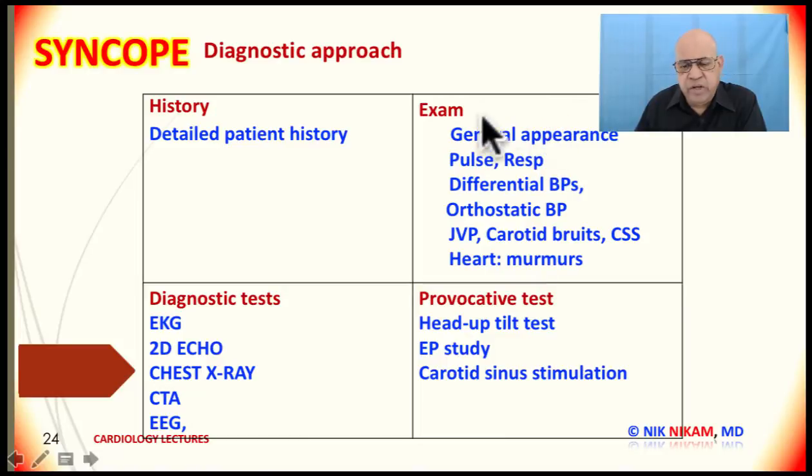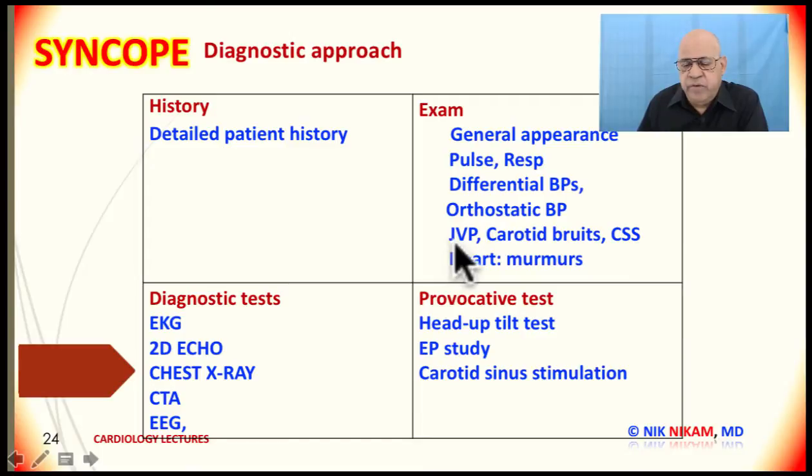And examination. When we are examining a patient for syncope, we need to look for general appearance, pulse, respirations, differential blood pressures in the arms, and especially orthostatic blood pressure. We should record their blood pressure while lying, while sitting up, and while standing. And this should be done 3 to 4 times, and the patient should be encouraged to record their blood pressures at home. And this is very useful in patients with orthostatic syncope.